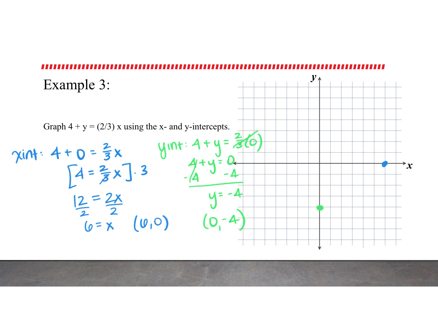We can graph it, and then we can connect our dots, extend on in both directions. Make sure you put the arrow points on the end. That would be graphing with the x and y intercepts. And be careful. If we just ask you to graph, you can graph with any method you have. But if it asks you to graph with your intercepts, you must use those 2 points on the graph.